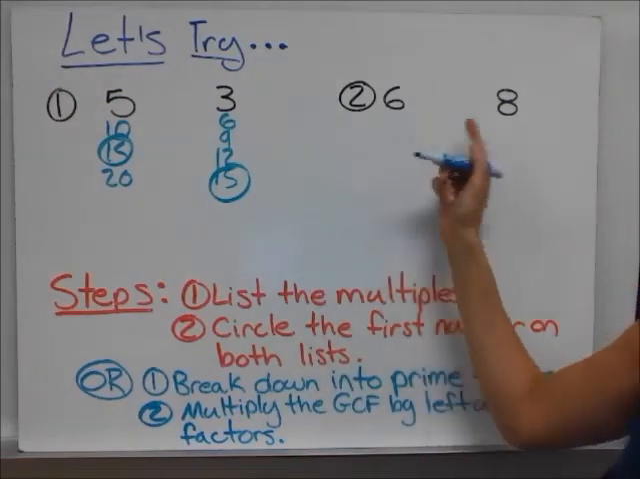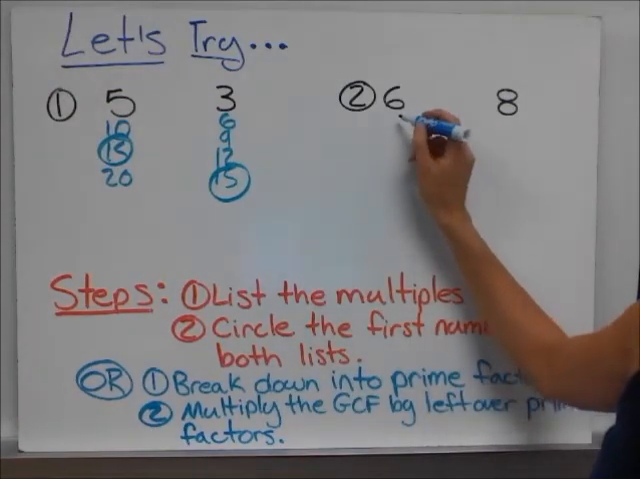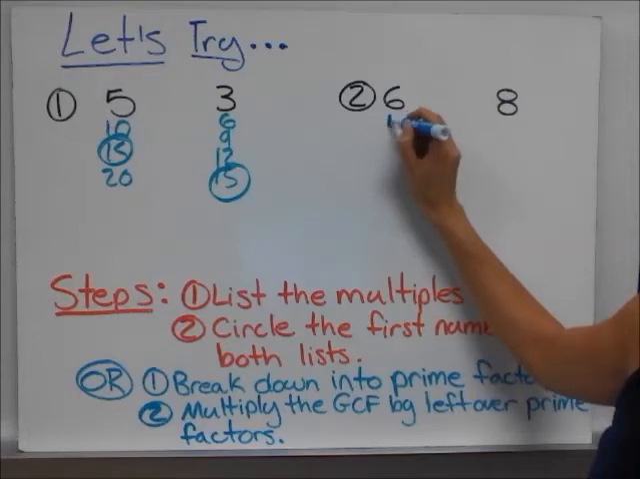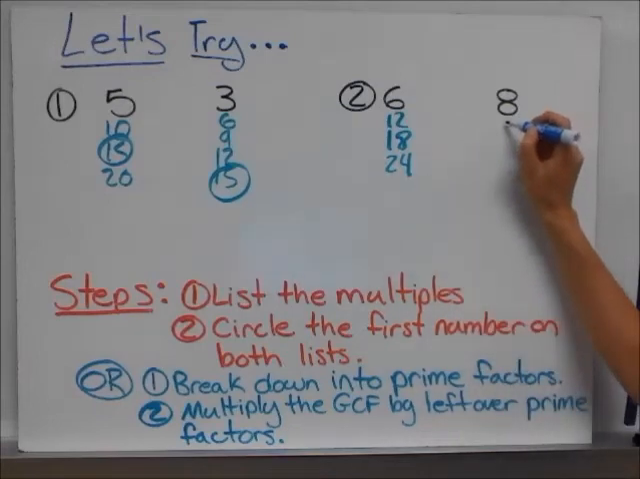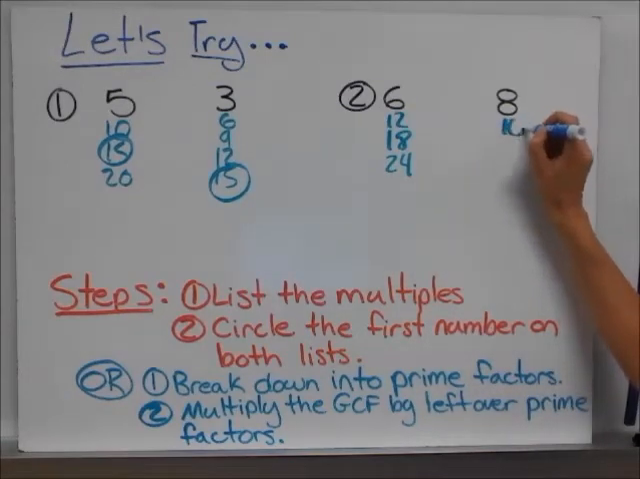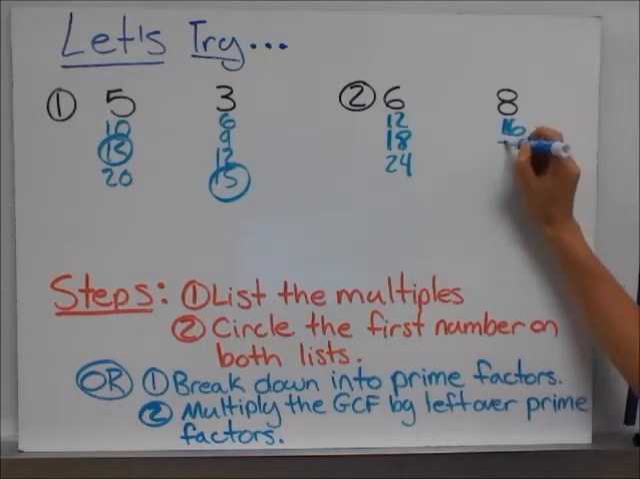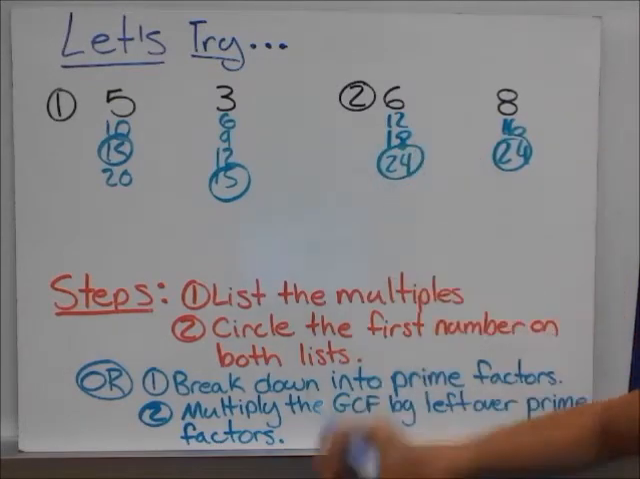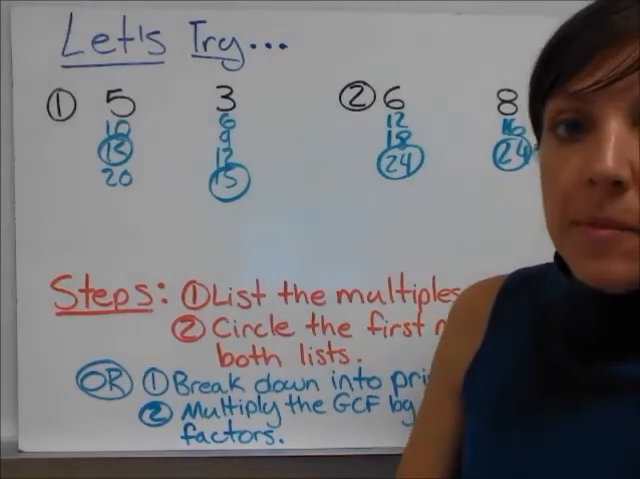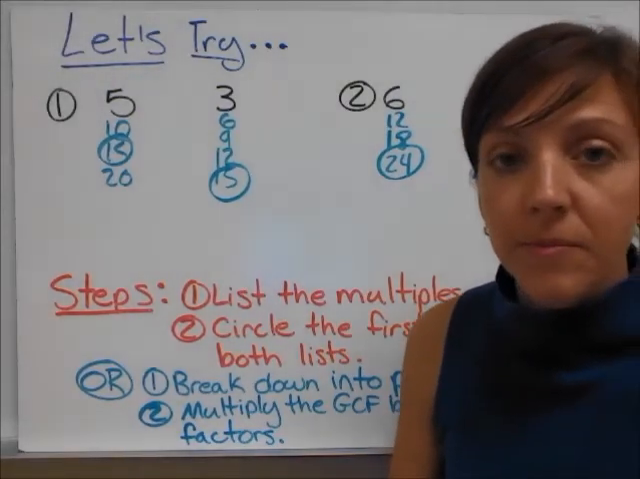I can go over here to 6 and 8 and do the same. 6, 12, 18, 24. I'm going to 8 and do the same, 8, 16, 24, and I can stop when I see that they have something in common. So the least common multiple would be 24.